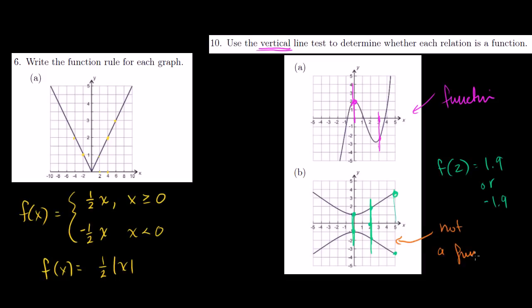It's the same logic as we did before, but we're saying the vertical line. You can draw a vertical line, and you can intersect the relation or the graph twice. It's not a function.